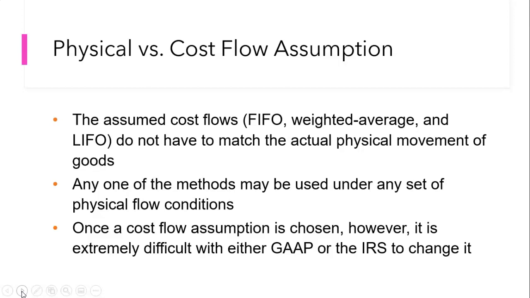However, once a cost flow assumption is chosen, it is extremely difficult with either GAAP or the IRS to change it. So if you decide, oh, I'd rather have these plywood sheets be on LIFO instead of FIFO, now you have a huge, massive headache of redoing calculations for the last 5 years for GAAP to be able to change that. And you will be spending months and huge amounts of money on accounting personnel to do all that.